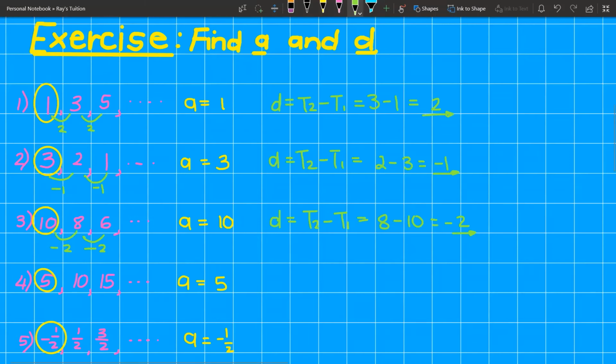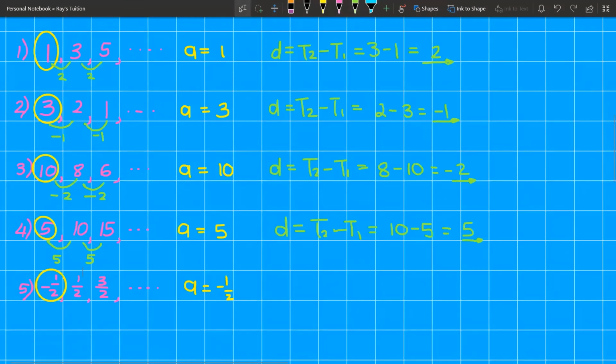Let's do number 4. So D is, again, T2 minus T1, which is 10 minus 5, which is 5. And again, you can check that if you say 10 minus 5, you're going to get 5. If you say 15 minus 10, you're going to get 5, which is a common difference. Okay, let's have a look at the last one. This time I'm going to use T3 minus T2, just because T3 is 3 over 2 and T2 is a half, so I don't have to work with negatives, which gives me 2 over 2, which is 1. And we can see that a half minus a half... rather, 3 over 2 minus a half is 1, and that matches the rest.